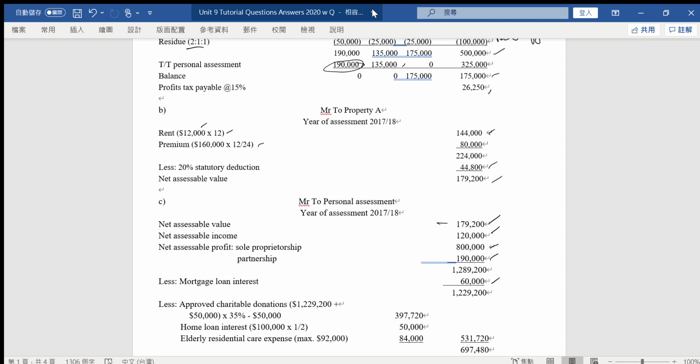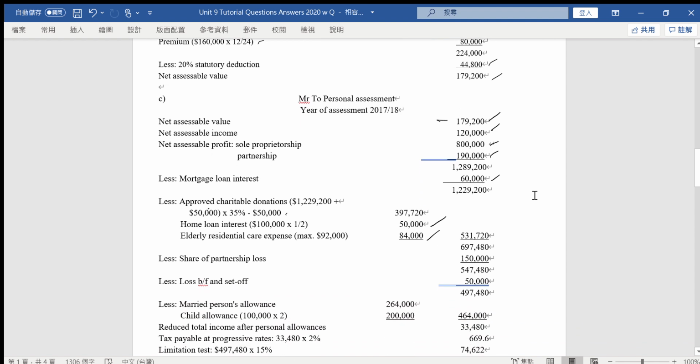By looking at that, first of all, we will add back the donation in the profit tax, then multiply by 35%, and then we minus this $500,000 in order to identify what will be the maximum of the charitable donation under the personal assessment. That will be 397,720. Then home loan interest, half of the amount, and elderly residential care expenses. Then we can work out the amount.